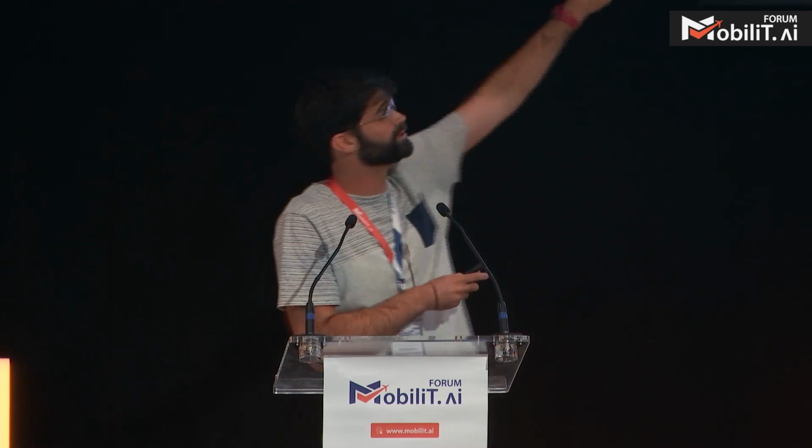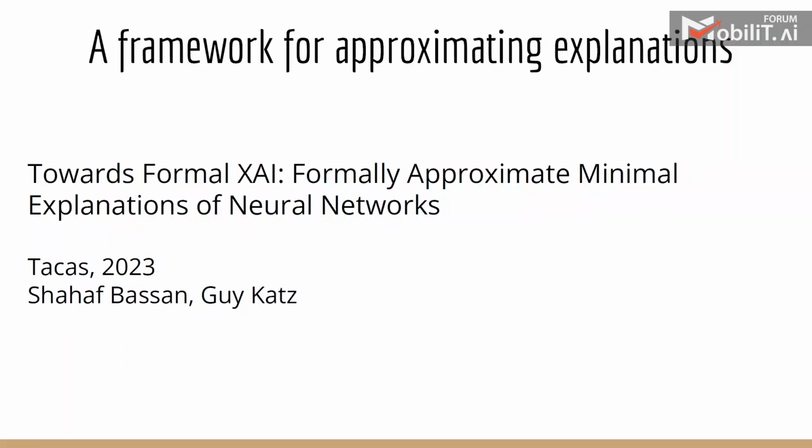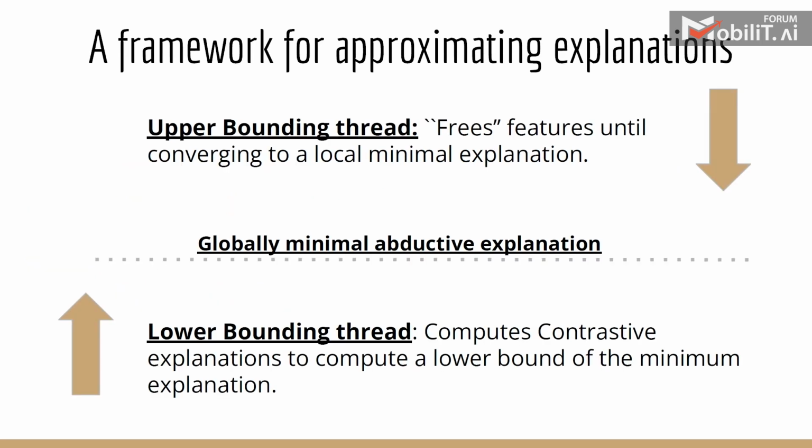We can either use verification, or we can compute contrastive explanations, maybe also using verification, and then use another solver which computes the minimal hitting set, and again we arrive at an abductive explanation. So we can take advantage of this duality property. This is what we need to understand here, and I will be referring to a paper that we published pretty recently in TACAS on how we can do this.